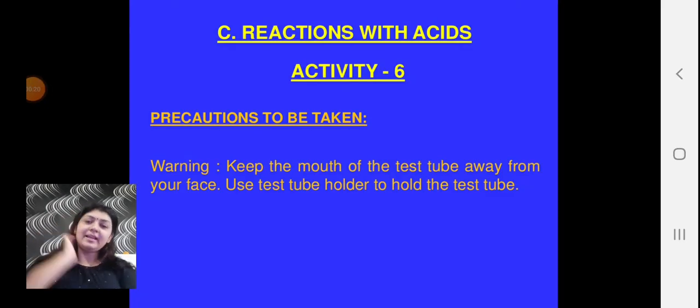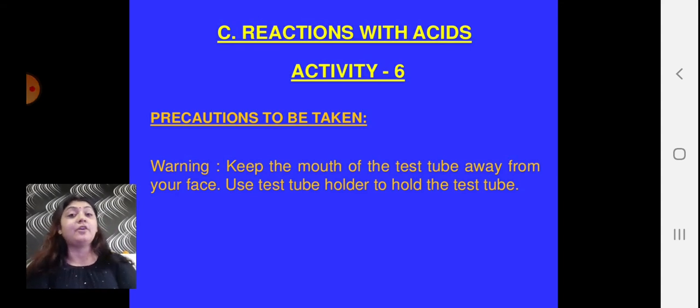So, in our first part, we had discussed the chemical properties of metals and non-metals. In that, how metals and non-metals react with oxygen as well as water. Now let's go ahead and talk about how metals react with acid and how non-metals react with acid.